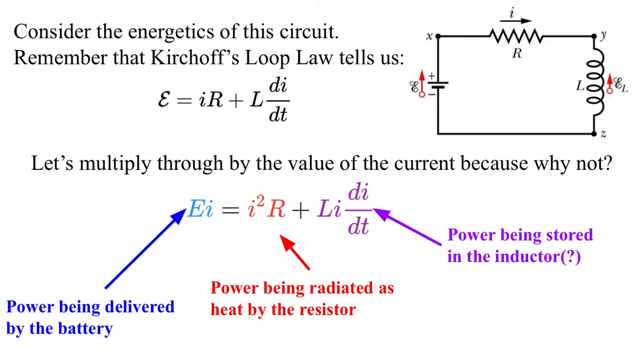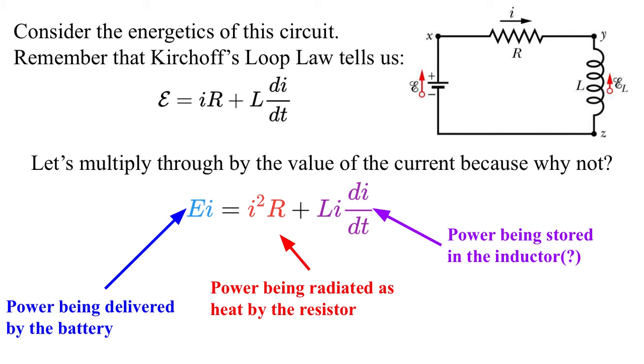Consider the energetics of this circuit over here, where we have an EMF source like a battery, some resistor, and some inductor, and that we have some current flowing through the circuit because of the EMF. And so Kirchhoff's loop law says if we start down here, we gain the EMF, we lose IR because we're going along with the circuit, and then we gain L di/dt.